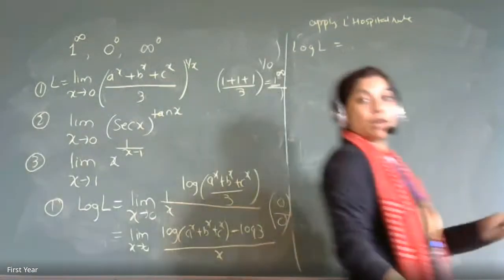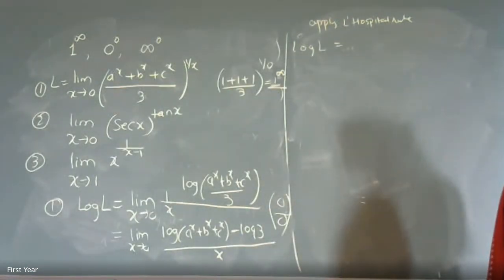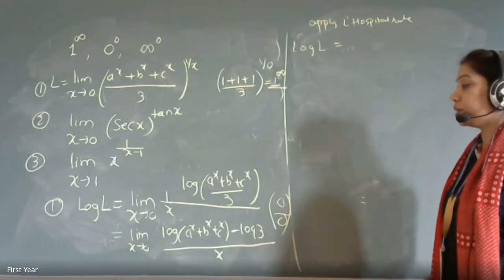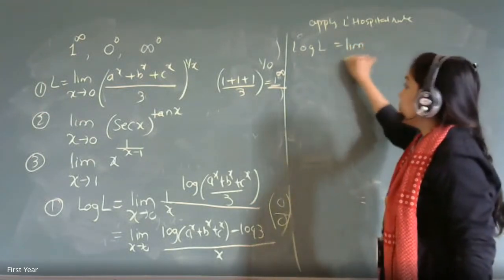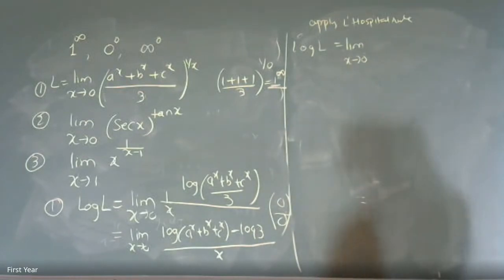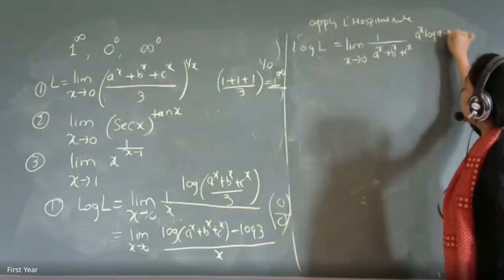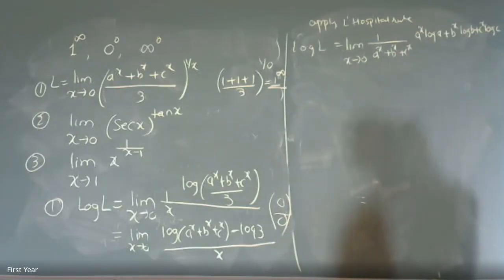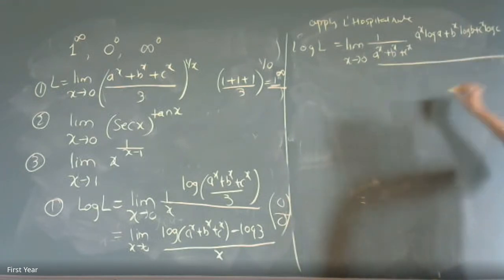Okay, so what will happen? Limit x tends to 0. What is the derivative of log of a raised to x plus b raised to x plus c raised to x? Please tell me. It is 1 upon a raised to x plus b raised to x plus c raised to x, into a raised to x log a plus b raised to x log b plus c raised to x log c. Very good. And the derivative of log 3 is 0, divided by the derivative of x, that is 1.